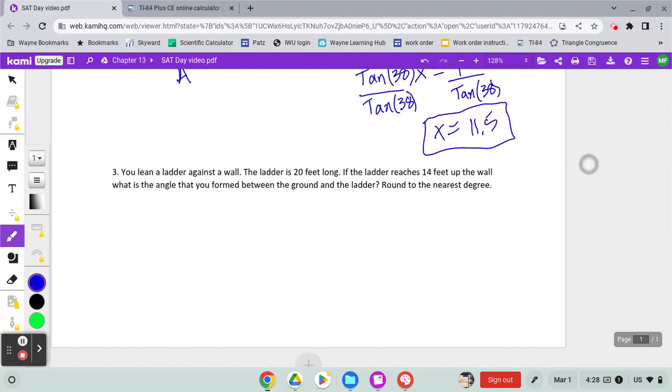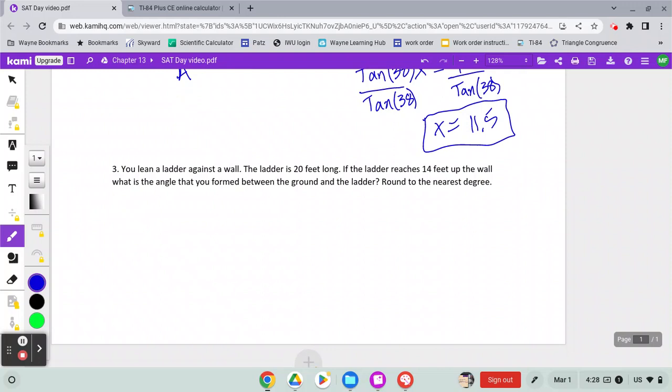Now the last one. This is a word problem. It says you lean a ladder against a wall. So let's think about it. If we have a wall right here, and I have a ladder leaned against it, that's going to look like this. Okay, we lean the ladder up against it. We know the ground is here. We're going to remember SOHCAHTOA is always a right triangle. So I know we have a right triangle. It says the ladder is 20 feet long. So our ladder, remember, we leaned up against the wall. So that's right here, the slanted part. Now it reaches 14 feet up the wall, meaning the height is 14 feet.